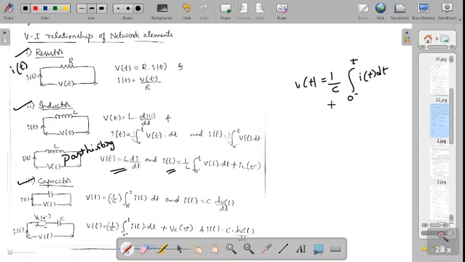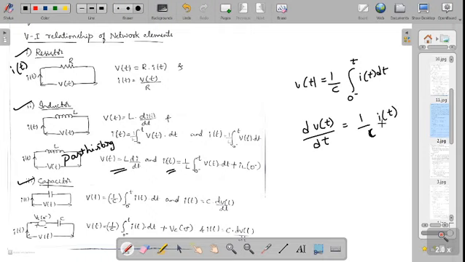I of t into dt. So this is the equation: v of t equals 1 by C integration from 0 minus to t of I of t into dt. And if we need to find the value for I of t, we need to remove this integration. In order to remove this integration, we will perform differentiation. So that would be d of v of t divided by dt equals 1 by C. When you differentiate this, the integration and the differentiation get cancelled, so that would be I of t.